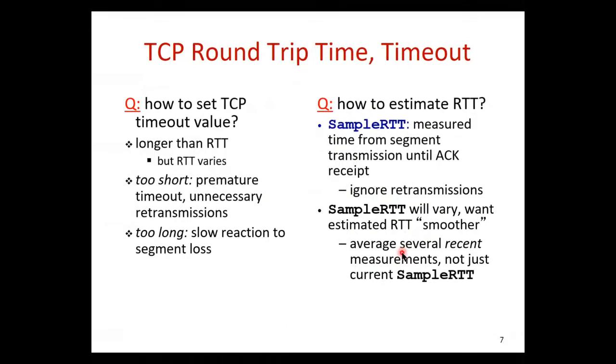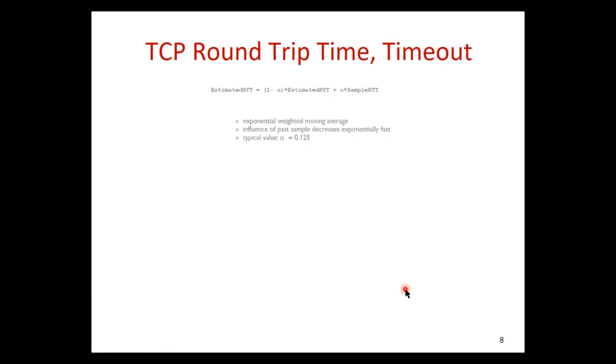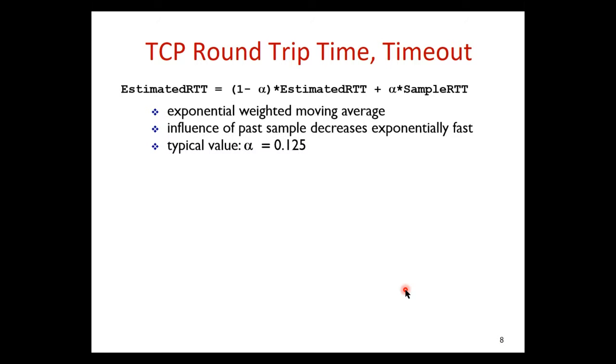Now, this sample RTT will vary, and it may vary a lot. So we are going to average it a little bit to make it smoother. Otherwise, there's going to be too much variation. And this is the formula we're going to use to do the averaging. This is a recursive formula that will give us the estimated round trip time, the result after we do the averaging. Whenever we have a new sample RTT, we update our estimated round trip time using this formula.